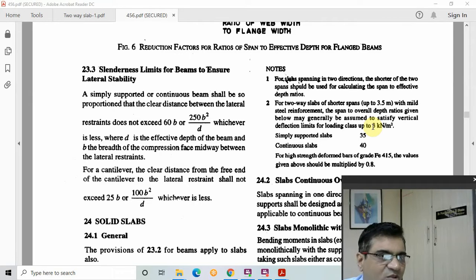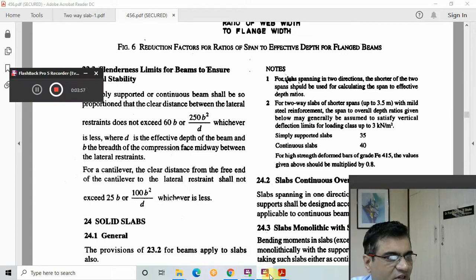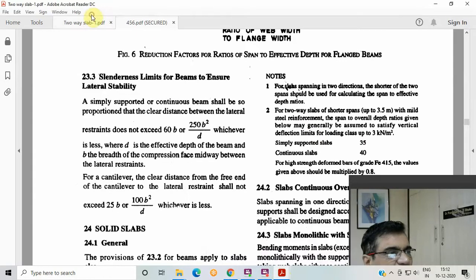If span is up to 3.5 meter and if loading class is up to 3 kN per meter square, if the slab satisfies both these conditions, then we can use L by capital D ratio as 35 and 40. One more point is given here. If you are using these two values 35 and 40, it is necessary to multiply these values by 0.8 in case of HYSD bars. Okay, so this is the clause. Let's use this clause here.